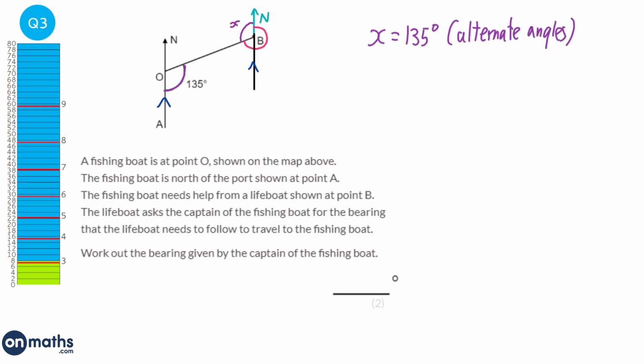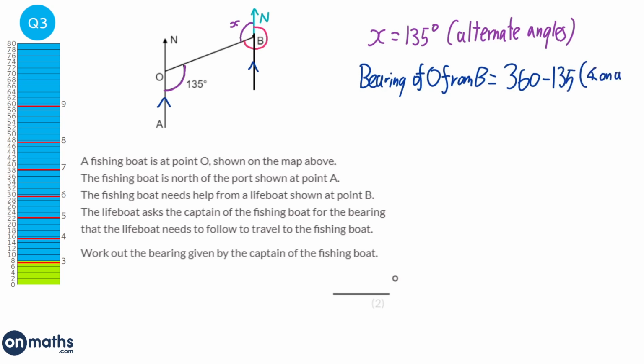To find out what the bearing of O from B is, it's going to be 360 take away 135, and the reason for that is angles around a point. We've run out of space. So we're going to do 360 take away 135, which is 225, and so our answer is 225.